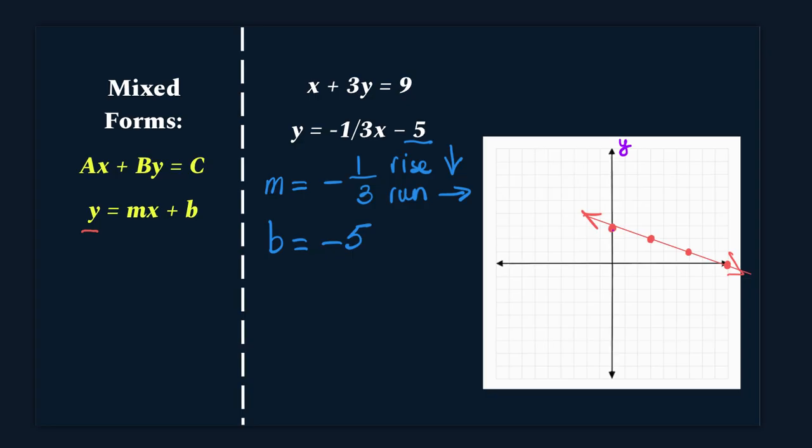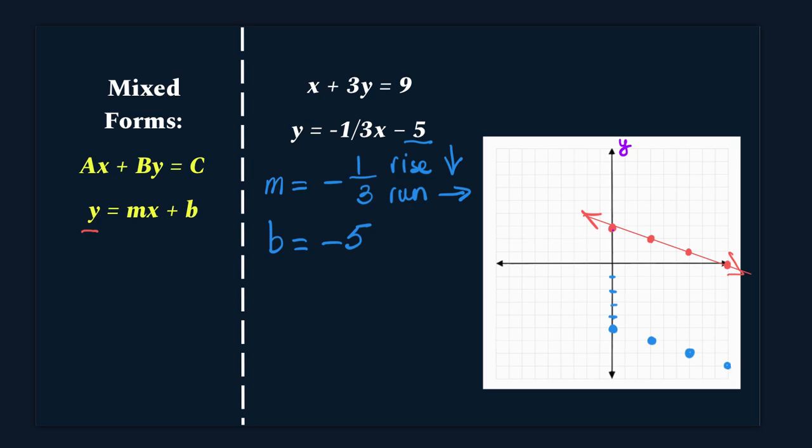Okay, so let's plot those points. For our y-intercept, that's where we're going to start. 1, 2, 3, 4, and there is our y-intercept. And now we're going to use rise over run: rise 1, and that means going down 1, and then 3 to the side, which will be right over here. We're going to do that again. Rise 1 and 3 to the side.